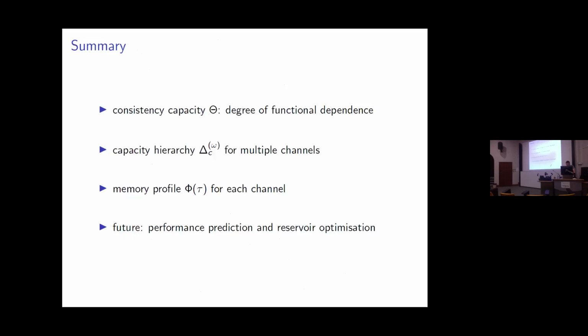And now I'm really running out of time, and therefore I'll summarize. We have this consistency capacity, which is a measure for the degree of functional dependence of the reservoir on its inputs. If you have multiple channels, you can do combinations of replica experiments and determine a capacity hierarchy, including mixed components across the channels. You can design particular replica experiments over time with tailored time series and obtain a memory profile for each individual channel. If you have multiple channels, you can even make a combination of both.